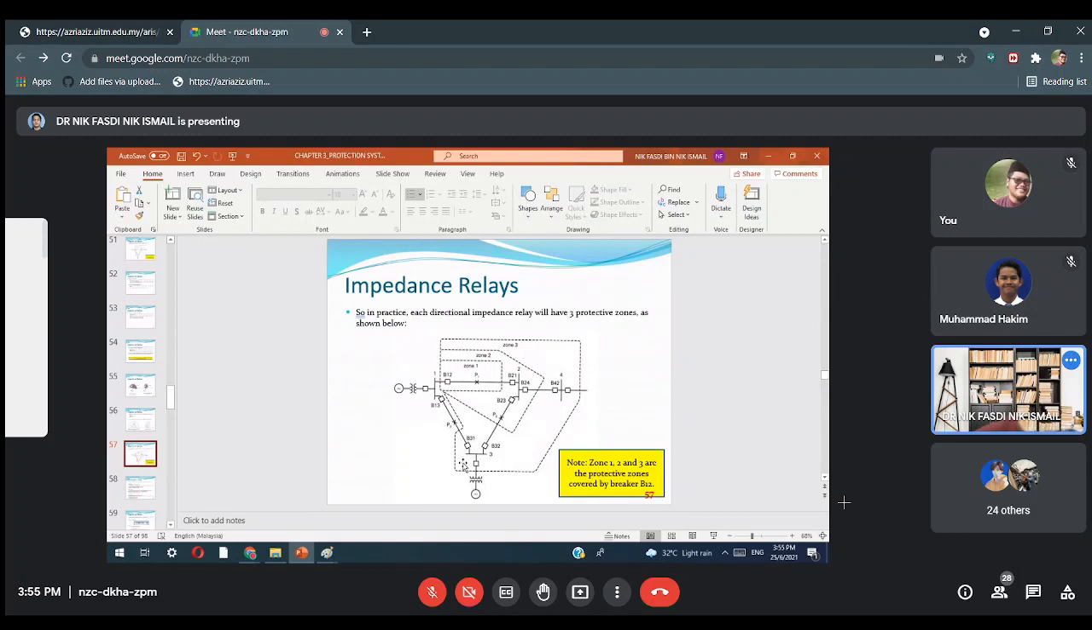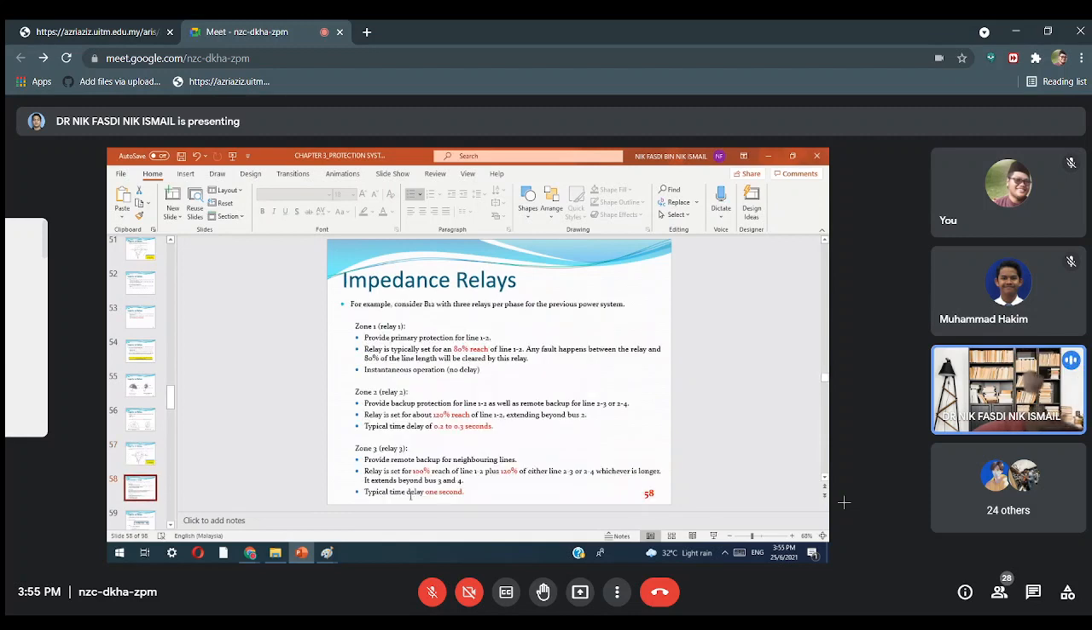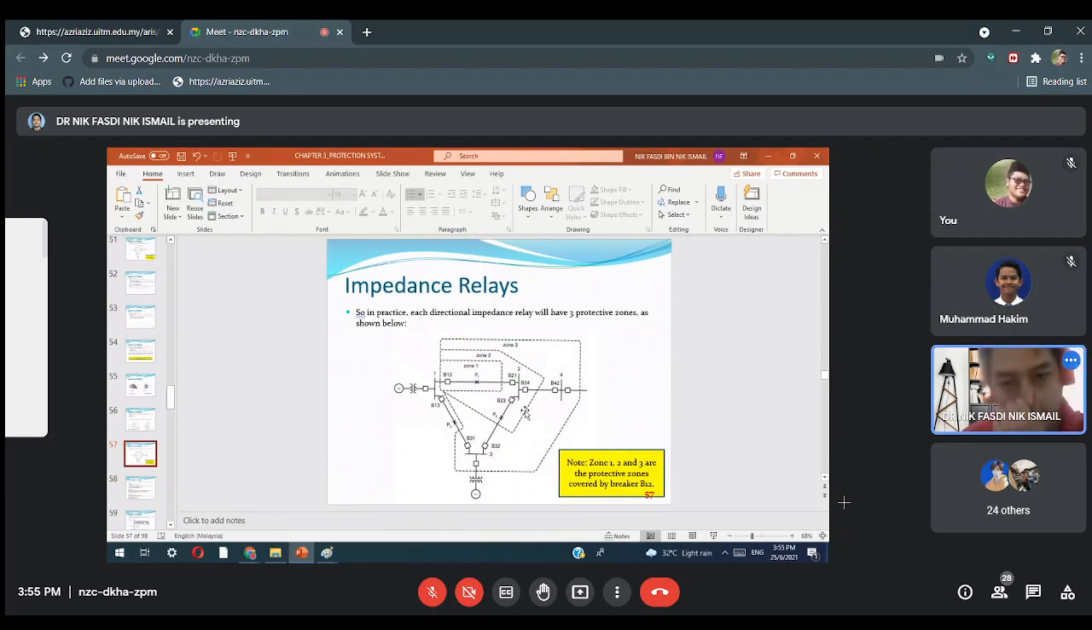Okay. Alright. So okay, time delay 1 second. So that is the zone here. Right. But what happens if the fault is here? This fault is not covered by this zone; the bus breaker will cover it for our fault. Right, if it is included, it will cover. Alright.